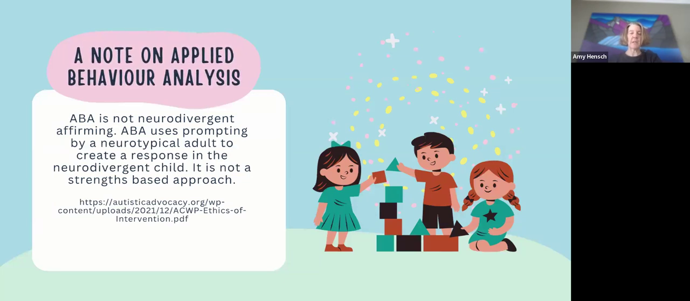I just wanted to bring up applied behavior analysis because it is not a neurodivergent affirming practice. ABA uses prompting by an adult who is generally neurotypical to create a very specific response in the child. It is not at all a strengths-based approach, and I invite you to check out autisticadvocacy.org for more information on ABA.